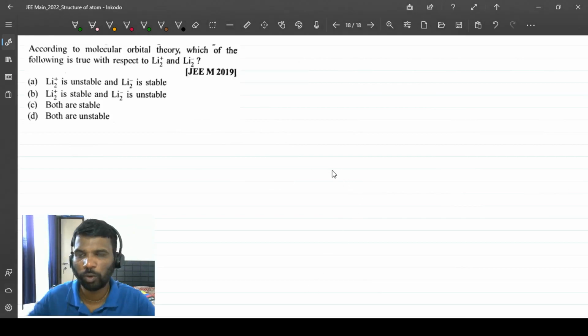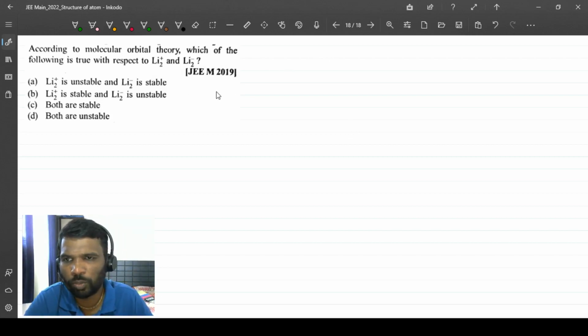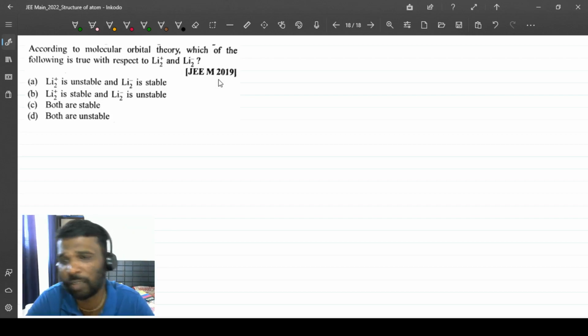Okay, here is one more question which is based on the molecular orbital theory. You can see the trend, like most of the questions they're asking are from the molecular orbital theory. JEE Main 2019, this question was there, and the question asked is: according to the molecular orbital theory, which of the following is true with respect to Li2 plus and Li2 minus?